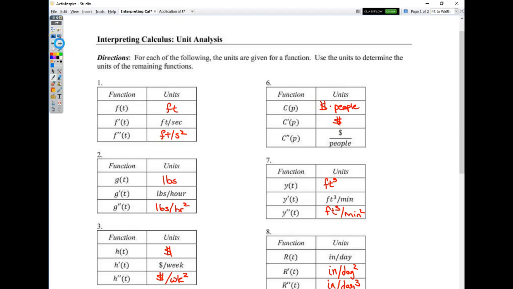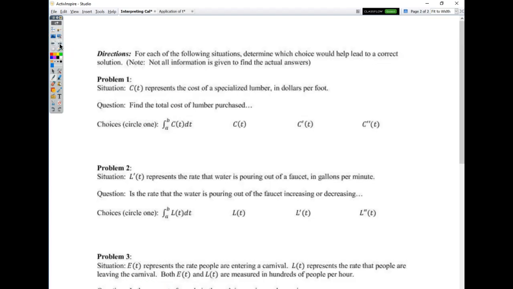Now on the back of the sheet, this is the part where we get to deal with how on earth do we use this in a problem situation. So I tell you that I got some situation here. C of T represents the cost of specialized lumber in dollars per foot. So I am telling you right here that C of T is dollars per foot. And we read through the question.